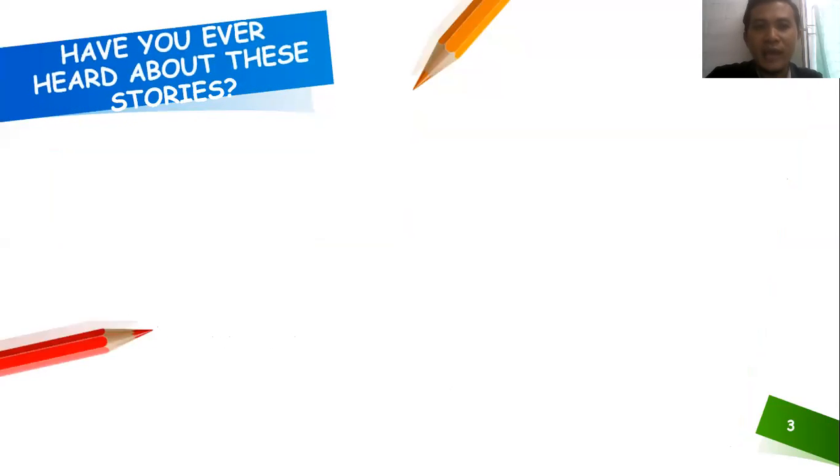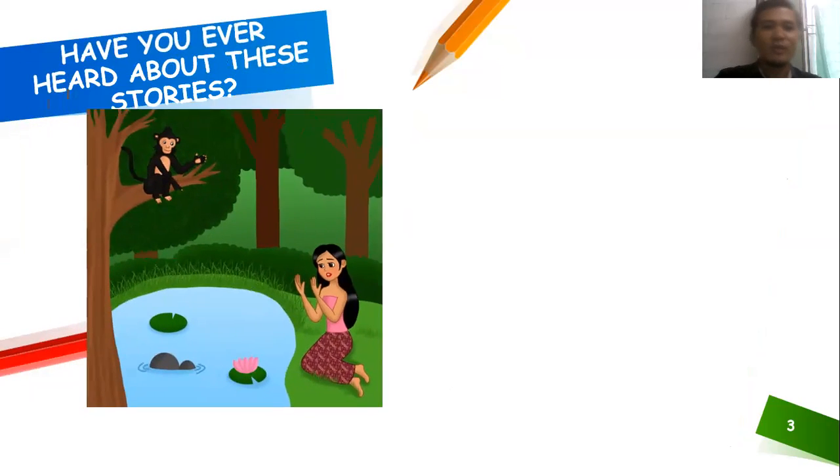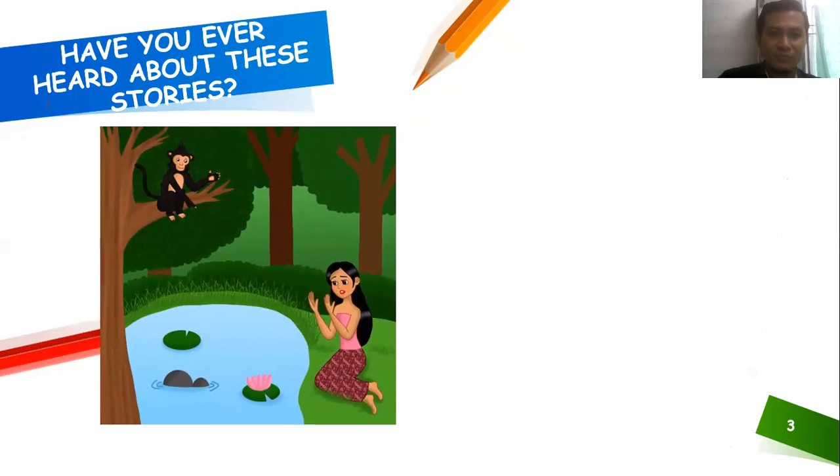We're going to start with this one. Have you ever heard about this story? What kind of story is this? Do you know this story? A story between a monkey and a princess, or a beautiful girl. Have you heard this story before? I forgot, sir. Okay, you know Lutung Kasarung? I remember, sir. Okay, this one is probably about Lutung Kasarung, right?